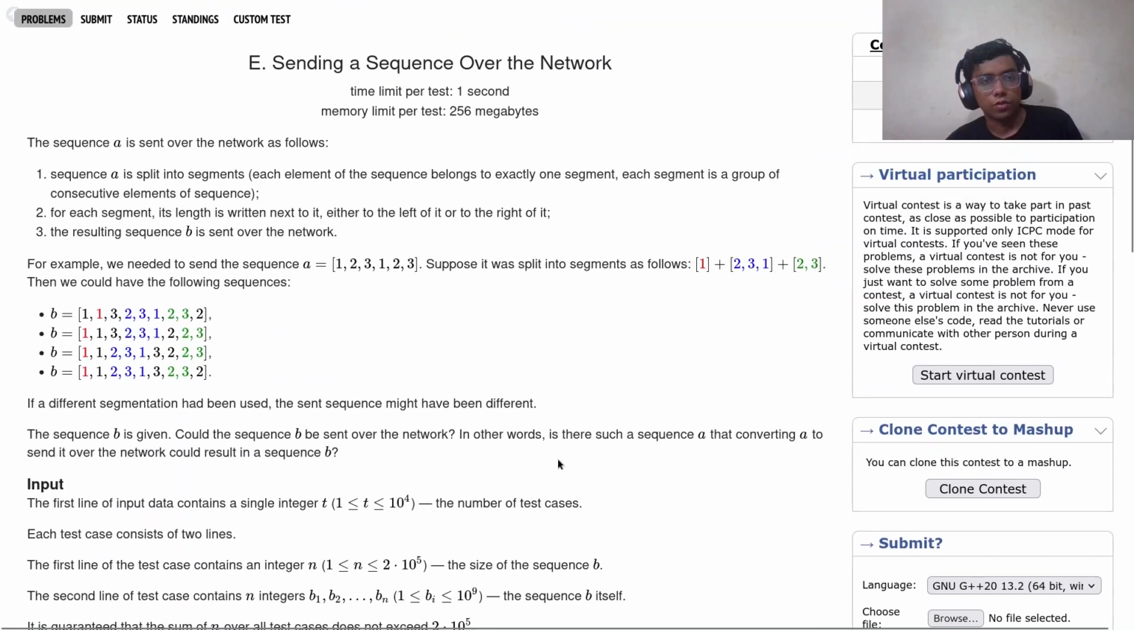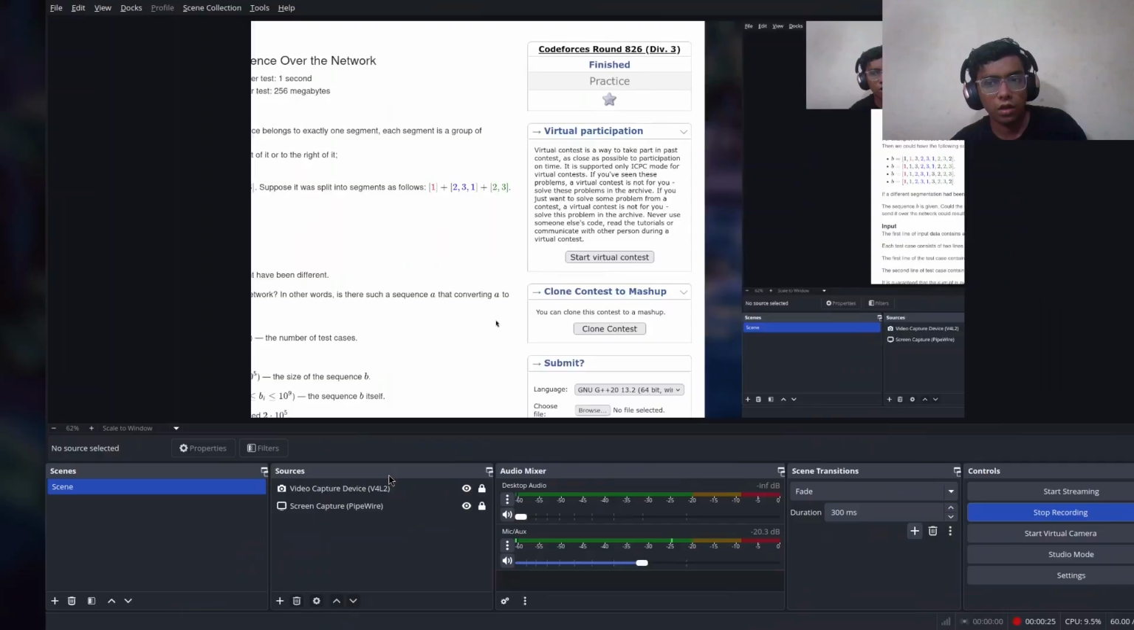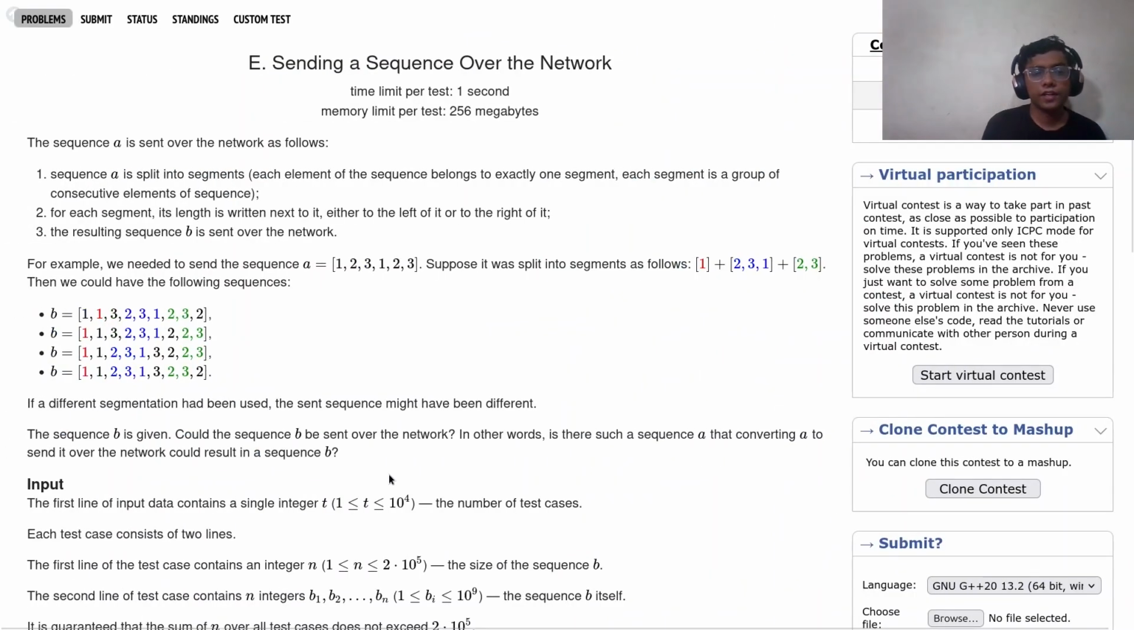Let's go ahead and read this problem. We're given a sequence A which is sent over a network as follows. It's split into segments. Each element of the sequence belongs to exactly one segment, and a segment is a group of consecutive elements of the sequence. Basically we're dividing A into some subarrays, right?